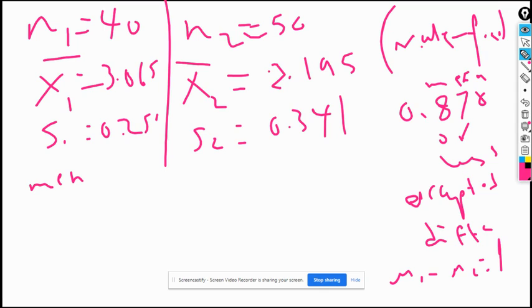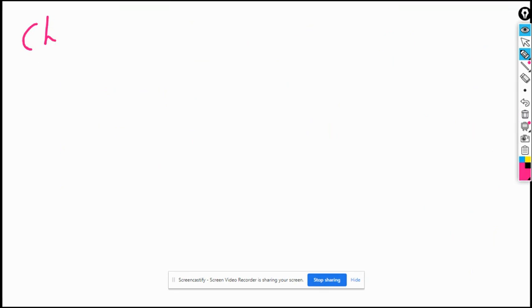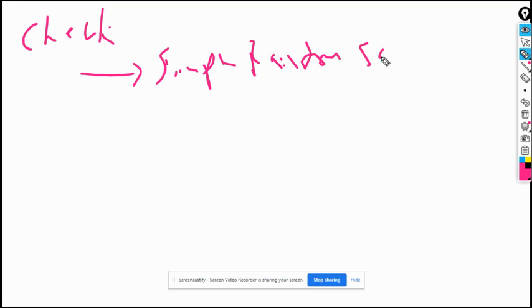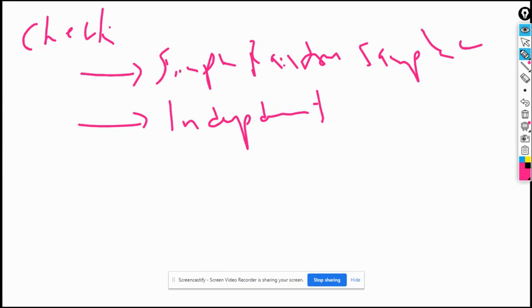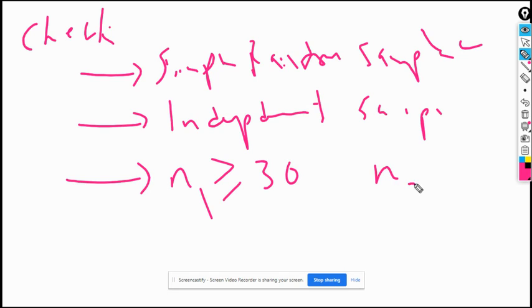Now the first step we have to check. First, they come from a simple random sample. Yes, it's stated. Independent samples, we have male and female, so it's independent samples. The sample sizes are more than 30, yes, for men and women. So now we can start doing the calculation.